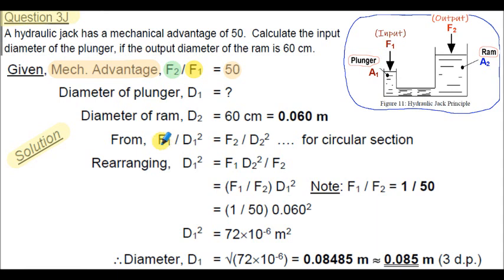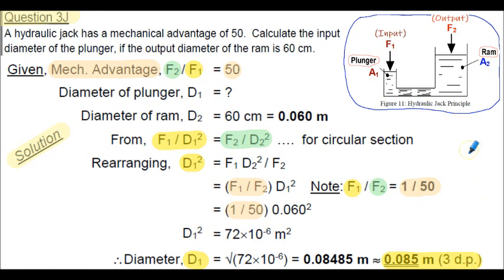So when we transpose this equation, a relationship between forces and diameter squared, or D1 squared, notice we have a ratio of F1 divided by F2. So if F2 divided by F1 is 50, then F1 divided by F2 is 1 upon 50, and that's the value that's been used here. Again, don't forget you must square root to find the value of D1, shown here to 3 decimal places.